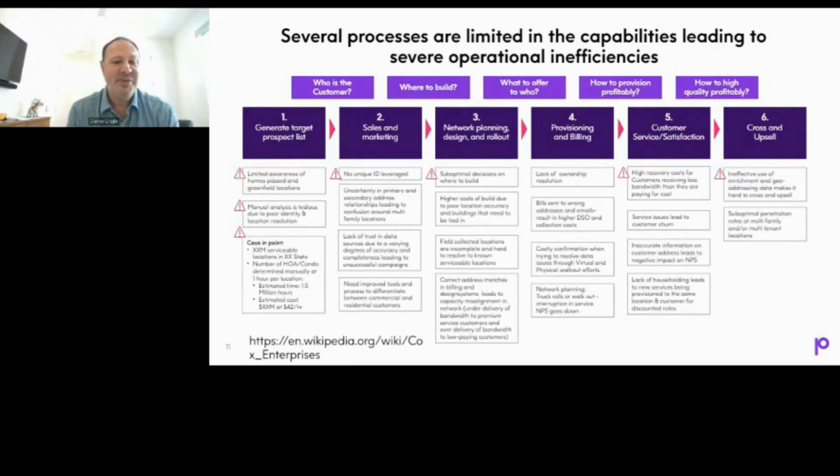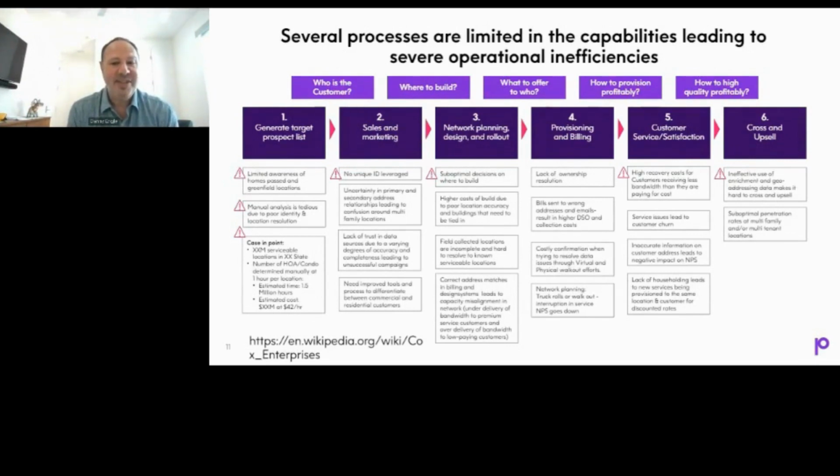So all these different processes roll together, and there's different challenges within them. When you're turning on service, you need to be able to roll a truck to go turn on service. You need to be able to send the invoice to the appropriate location. If you have the wrong address, these things are not going to happen timely. You're going to waste more money. When you need to support a customer, again, you need to know exactly where they are. You need to be able to provide that great experience.